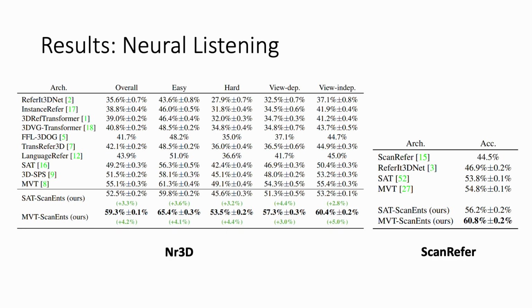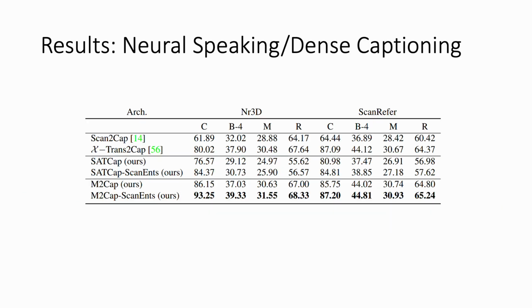Our MVT ScanEnts neural listener, which is trained with our proposed dataset and our auxiliary losses, achieves state-of-the-art results, outperforming the current SOTA methods. The MVT ScanEnts model outperforms the original MVT on both the Nr3D and ScanRefer datasets by 4.3 and 5% respectively, while the SAT ScanEnts model similarly outperforms the original SAT model on both Nr3D and ScanRefer by 3.3 and 2.4% respectively.